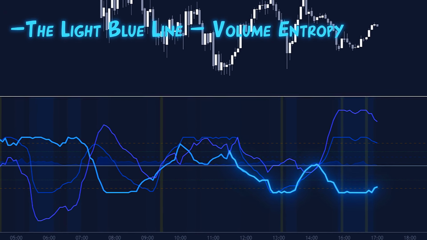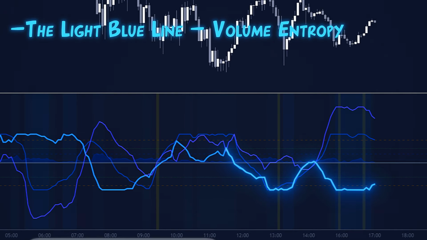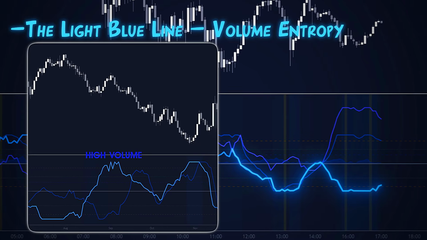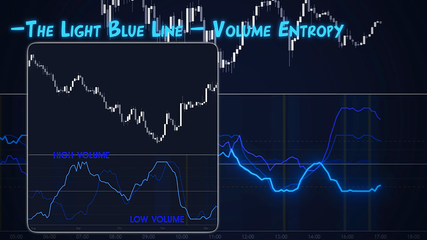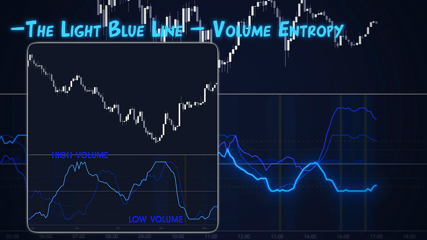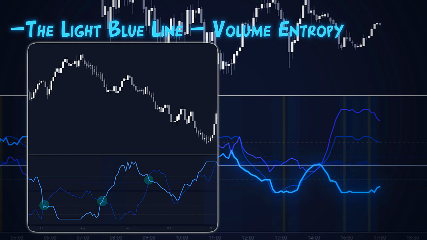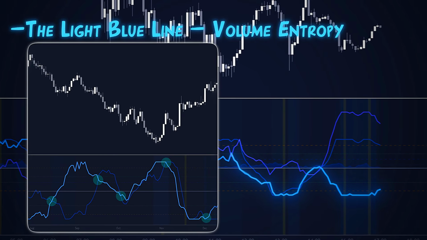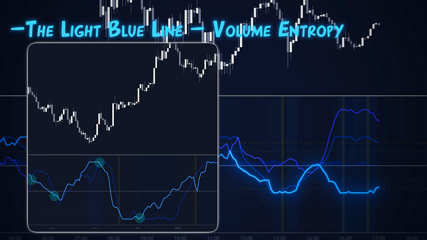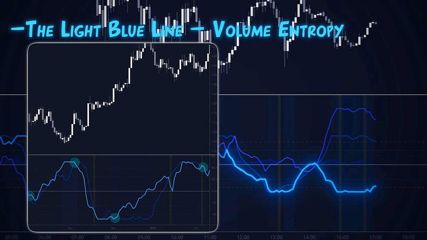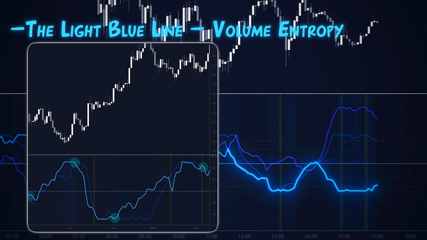Next, the light blue line, volume entropy. Think of it as the companion to the previous one. It tells us whether the volume accompanying price movements is orderly or disorderly. Its crossover with the dark blue line is key. When the light blue volume line crosses above the dark blue one, it may be warning us of a distribution phase where big money is starting to move positions.